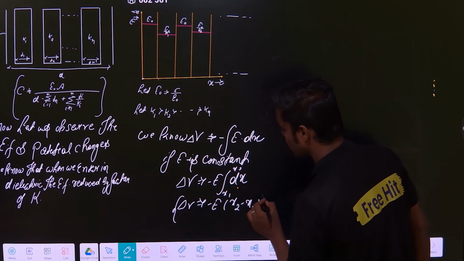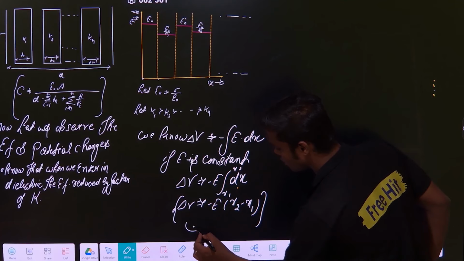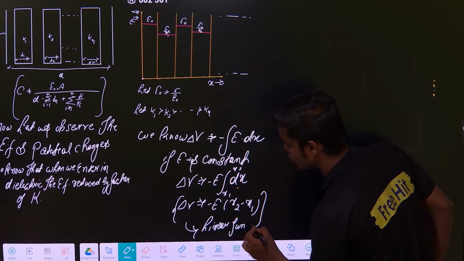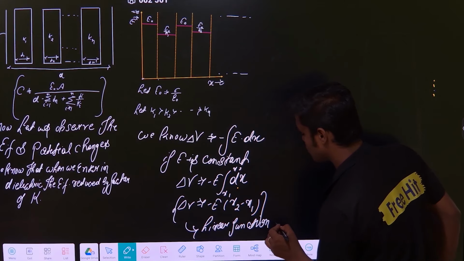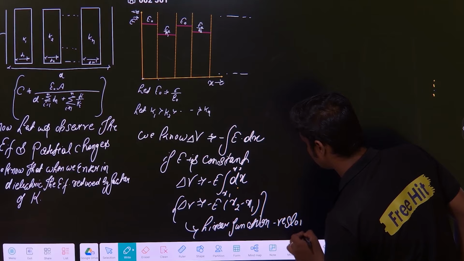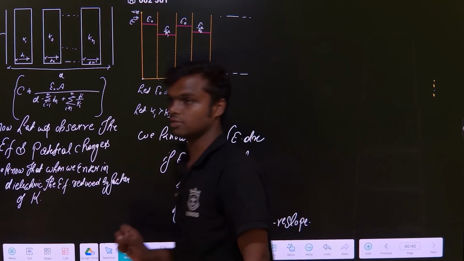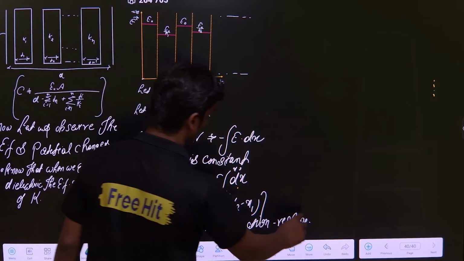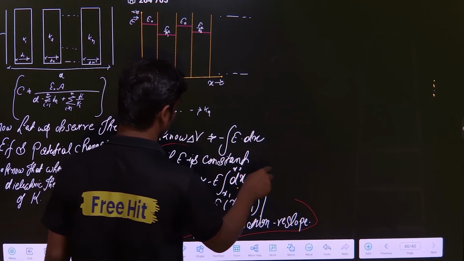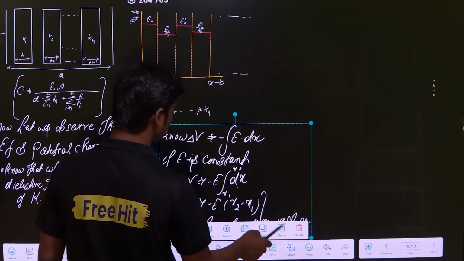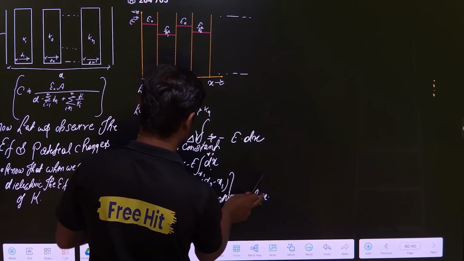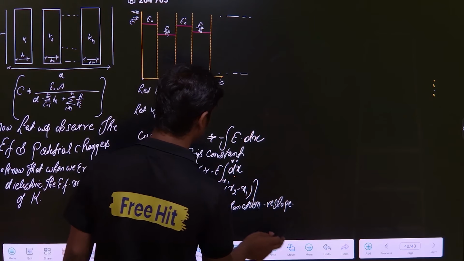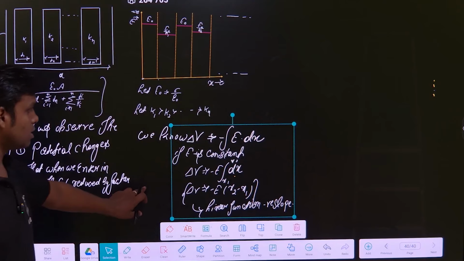So what I can say is that this function is going to be a linear function with negative slope, correct? The slope is going to be negative, it is not going to be positive. That is the thing we can say from here. The potential graph is going to be a linear function with a negative slope. Any doubt till here? That is what we have obtained.